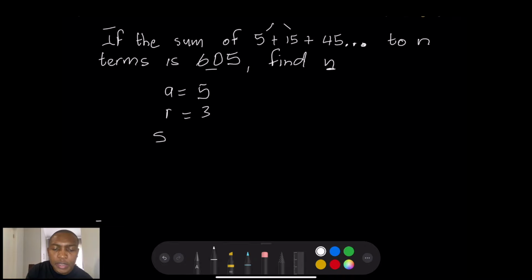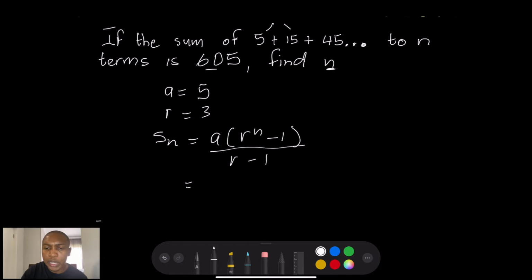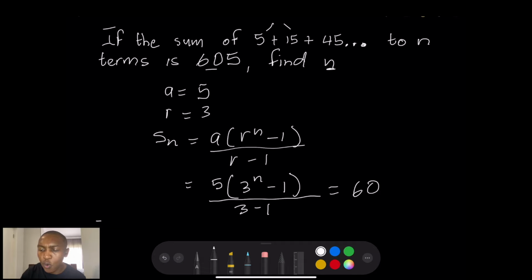In this case, for the sum of n terms, our r value is greater than 1. So we're going to say S_n is a(r^n - 1) divided by (r - 1). So quickly, let's do that. This is going to be 5 times (3^n - 1), divided by 3 - 1, and all of this is equal to 605.